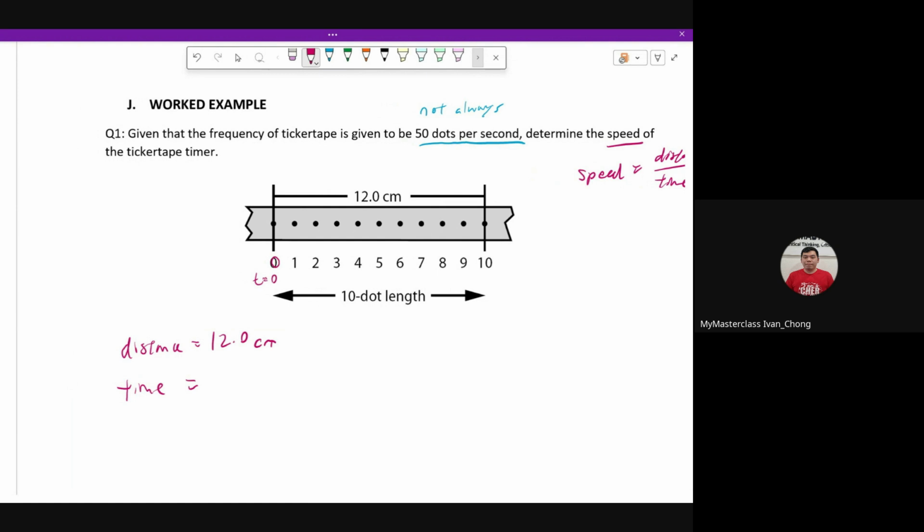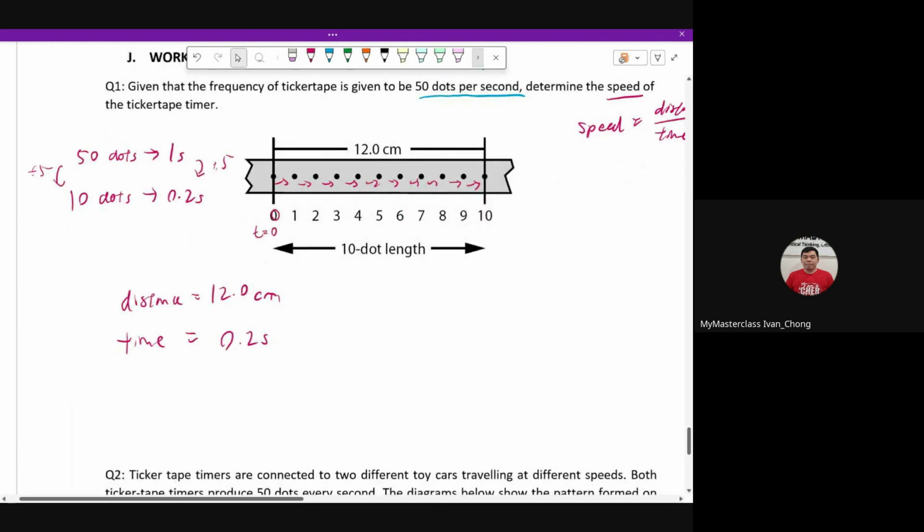So the thing is, we don't do that first. 50 dots is 1 second, right? So how many new dots do we have? 1, 2, 3, 4, 5, 6, 7, 8, 9, 10. We made 10 new dots over there. So 10 dots, what do we do? We divide by 5, right? So this side also divide by 5. So this is 0.2. So what's your time taken? I took 0.2 seconds to make 10 dots and travel 12 cm.